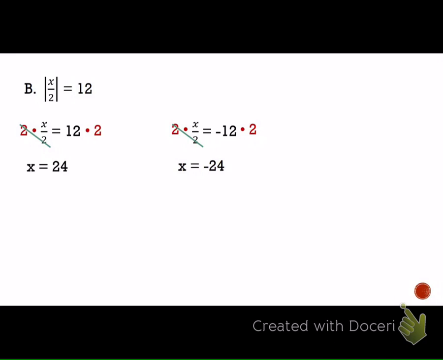Now, for absolute value, I always double check because these kind of get weird. It doesn't always feel like I did it right. I just like to be a little more confident. Plug it back in. 24 divided by 2 is 12, and the absolute value of 12 is 12. This one checks out. Negative 24 divided by 2 is what? Negative 12. What's the absolute value of negative 12? 12. This one works out as well. Questions?